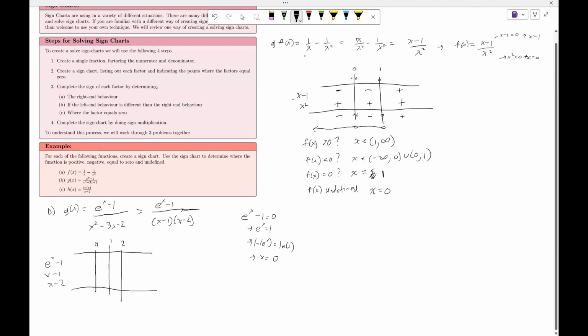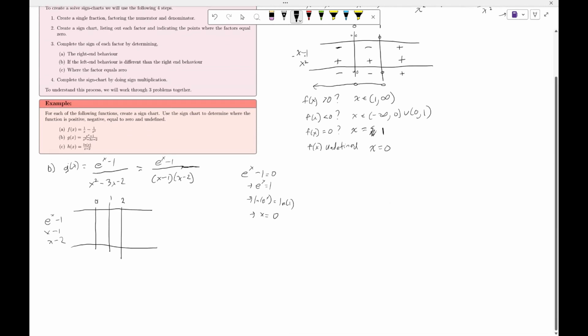Now, for this example, I've got to go through my three questions. E to the x minus 1, what's the right end behavior? Well, that's positive. What's the left end behavior? Well, the left end behavior of e to the x is 0, minus 1 is negative 1, so I'm negative. And where do I change sign? I change sign when this factor equals 0. And we can see that happens when x equals 0. So I go from negative to positive when I cross over 0.